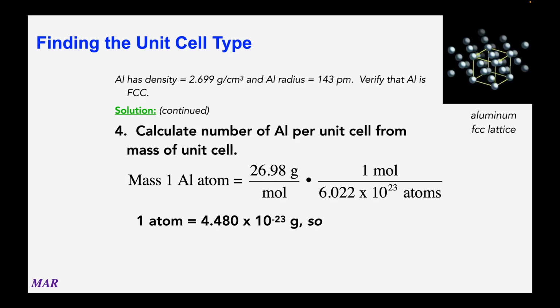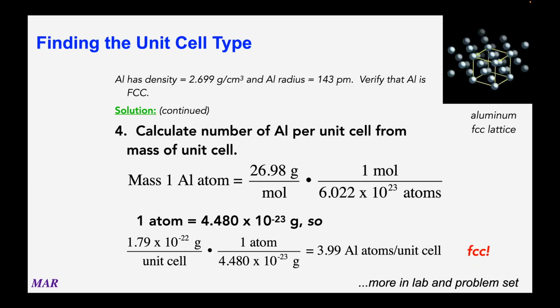Woohoo, math is fun. Anyway, that's the mass per atom. So earlier we saw that there was 1.79 times 10 to the minus 22 grams in a unit cell. And what we just calculated here is that 1 atom of aluminum is 4.480 times 10 to the minus 23 grams. When you multiply these together, you end up with atoms per cell. The grams cancel out. It comes out to be 3.99, which is awfully close to 4 atoms per unit cell.